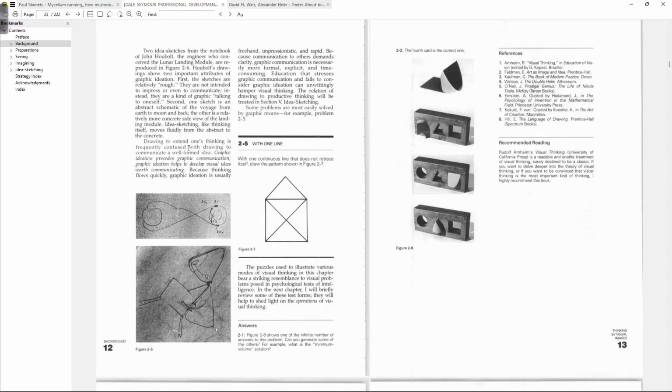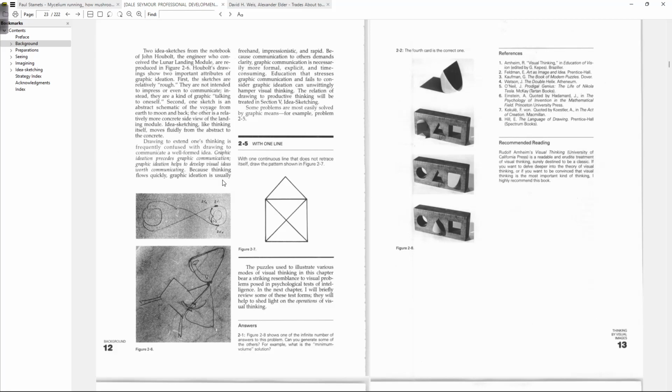Drawing to extend one's thinking is frequently confused with drawing to communicate a well-formed idea. Graphic ideation precedes graphic communication. Graphic ideation helps to develop visual ideas worth communicating. Because thinking flows quickly, graphic ideation is usually freehand, impressionistic, and rapid. Because communication to others demands clarity, graphic communication is necessarily more formal, explicit, and time consuming. Education that stresses graphic communication and fails to consider graphic ideation can unwittingly hamper visual thinking.